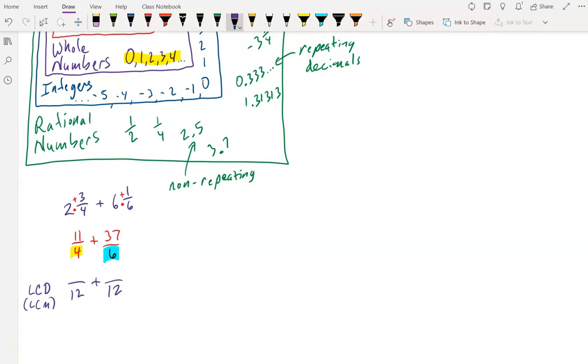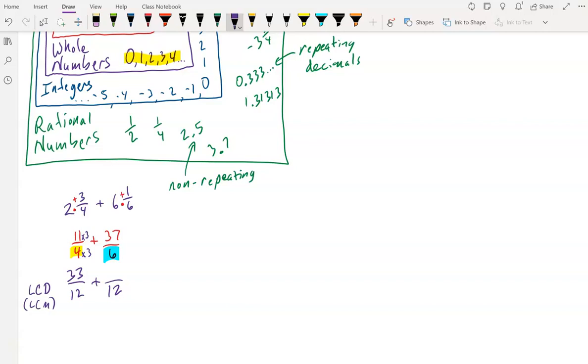So now we can convert these fractions into fractions that have a common denominator. And in order to do that, I'm going to have to ask myself, how many times? 4 times what equals 12? Well, that would be 4 times 3. So 4 times 3 is 12. I have to multiply the numerator by that same amount. So 11 times 3 is 33. Okay. And now I've converted 11/4 to 33/12. It's the same fraction, it's just smaller pieces.